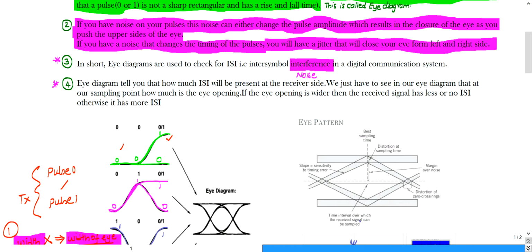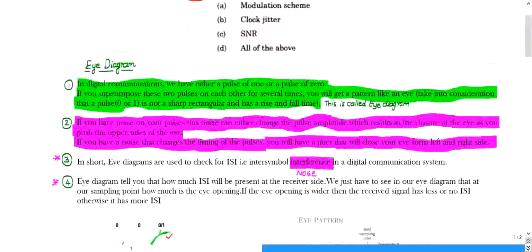So I was telling you it will have many sampling points. At your sampling point, how much is the width, how much is the height, that you need to check. If the height and width are larger, then you can say that it is error free and doesn't have any noise, it doesn't have any ISI. If it is very low, almost like the eye is closing, then you can conclude that some error, some ISI, some noise is present. This is a simple brief explanation of the eye diagram.